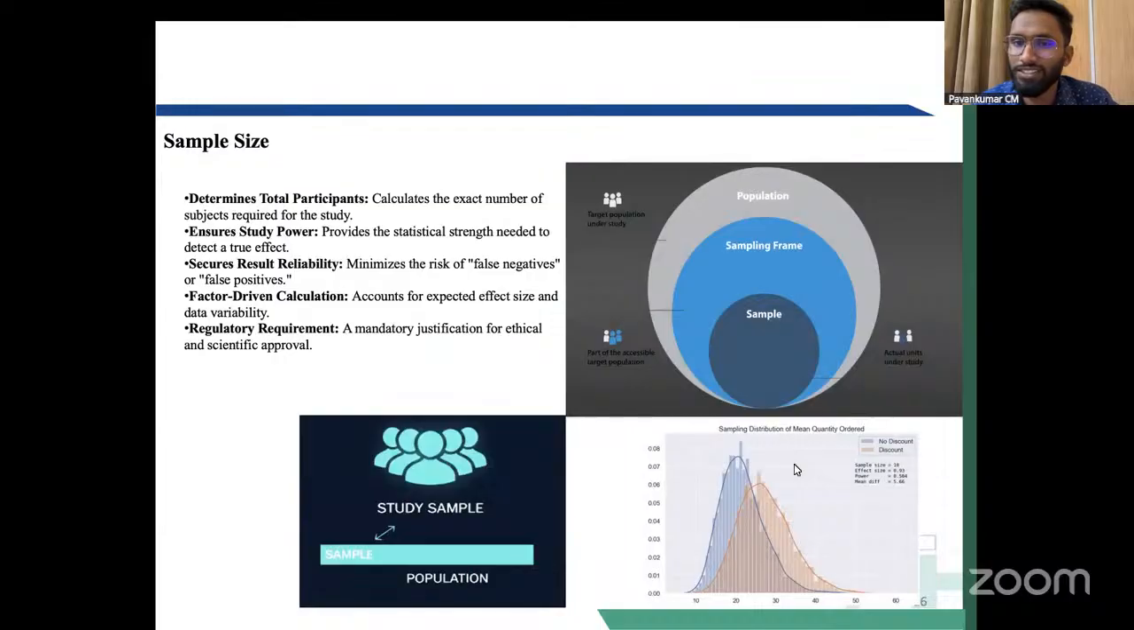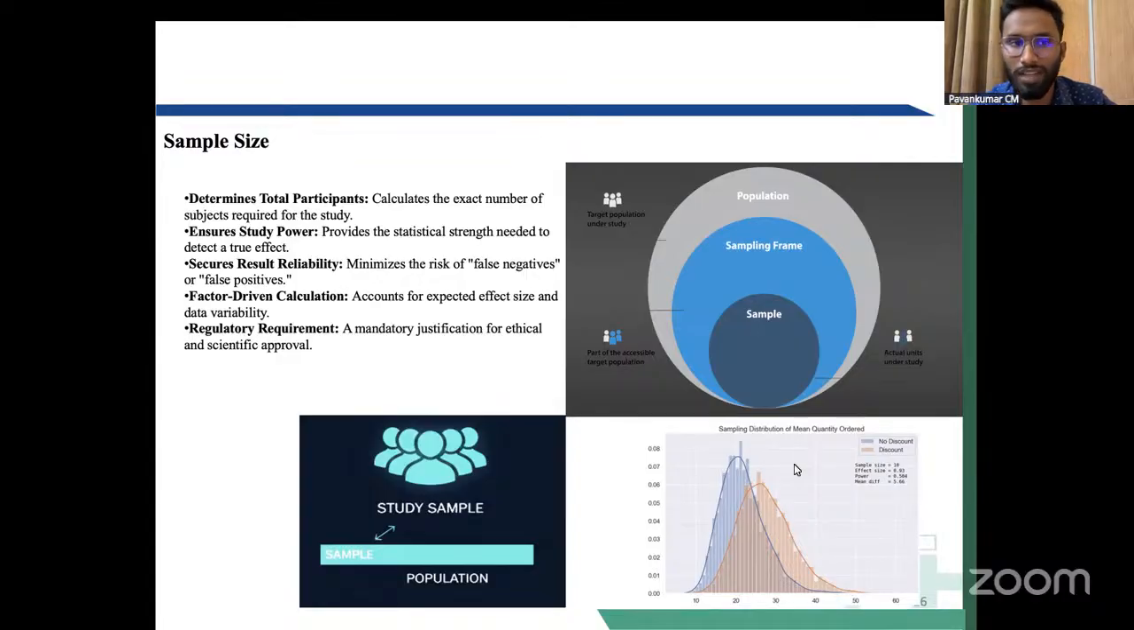So there we just talked about estimated sample size. Once you are going for the sample size, we have to determine the total participants. First we have to see how much population surrounds us, and calculate the exact number of subjects required for the population, and also ensure study power, which provides the statistical strength needed to detect a true effect in a sample. In the clear picture we have seen that the whole population is in the sampling frame, and from that we are going to take a sample.